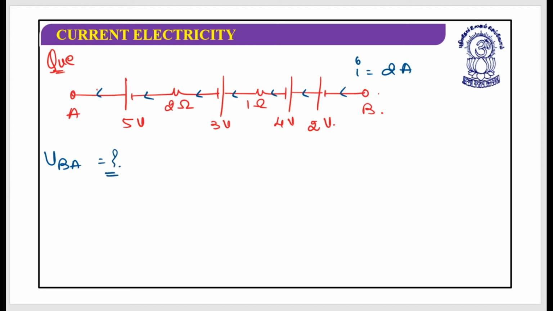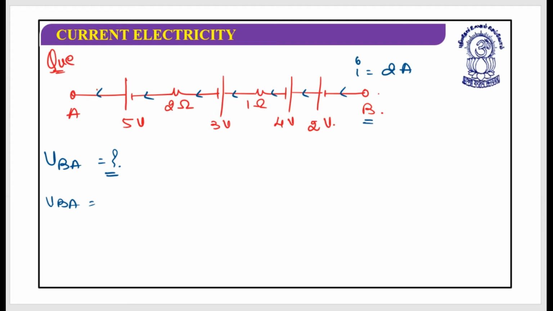It's a terminal voltage between E and A. How could you do this? So first we need to move from B to A. While moving from B to A, first I meet the battery, and it is the negative terminal of the battery.